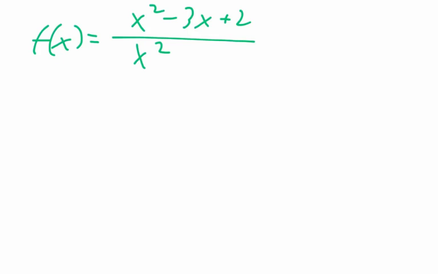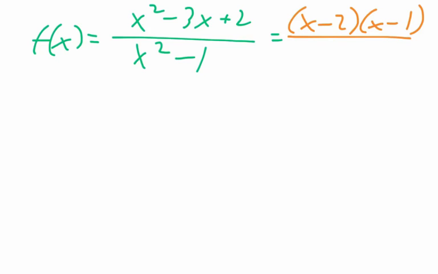Of course, if we have f of x equals x squared minus 3x plus 2 over x squared minus 1, then I factor x minus 2 times x minus 1 for the top, because they multiply to be 2 and add up to be negative 3, and x plus 1 and x minus 1 for the bottom. Even though the x minus 1s are on the bottom, if they cancel, it's not going to be an asymptote, so the only asymptote here will be when you set x plus 1 equal to 0, which means you get x equals negative 1.